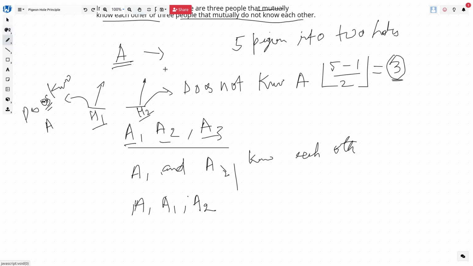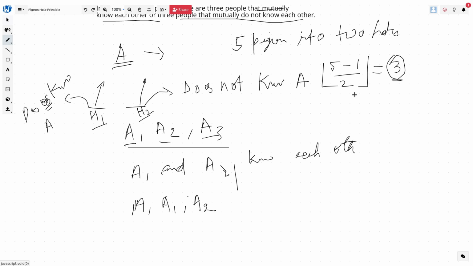Please note the pigeonhole principle is normally used to prove something. It is not used to count something. But this is one of the very important principles which we will use very often while proving various things in counting, right?